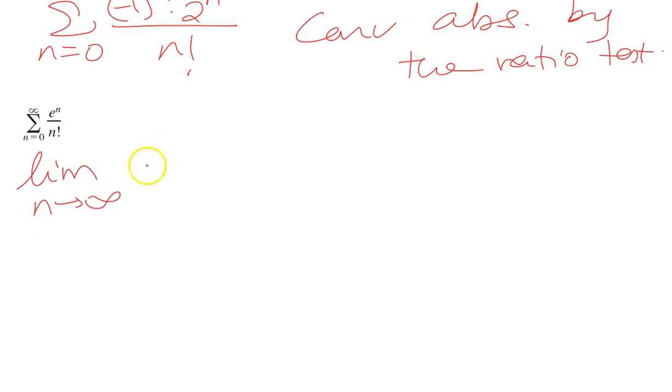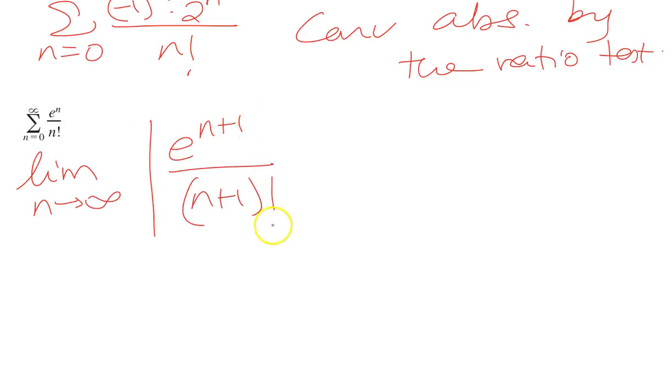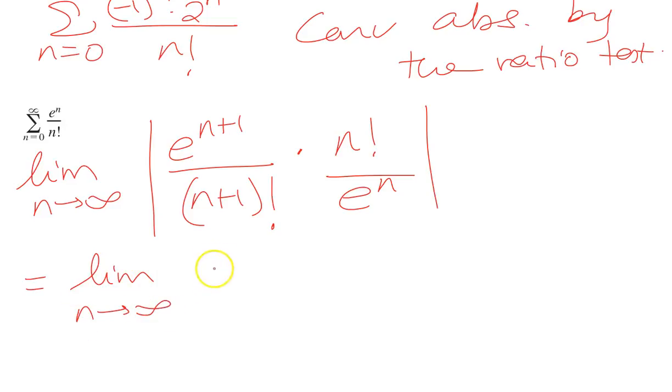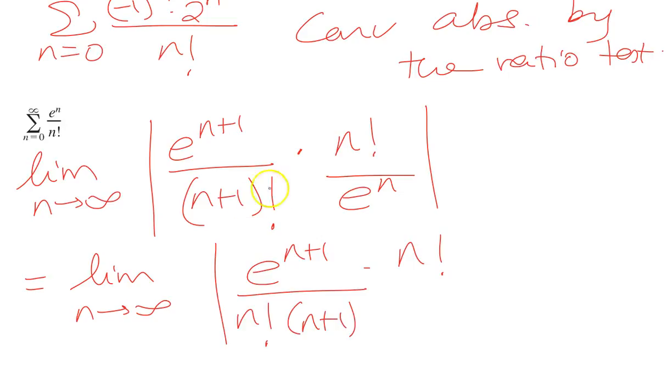Limit as n goes to infinity of e to the power n plus 1 over n plus 1 factorial, divided by a_n. Flip it and multiply. That's going to be limit as n goes to infinity of e to the power n plus 1. I'm going to rewrite the larger factorial using the smaller factorial. So n plus 1 factorial is n factorial times n plus 1.